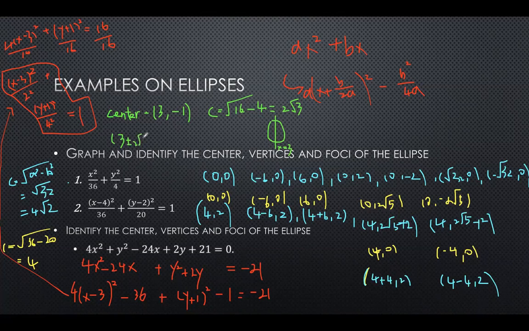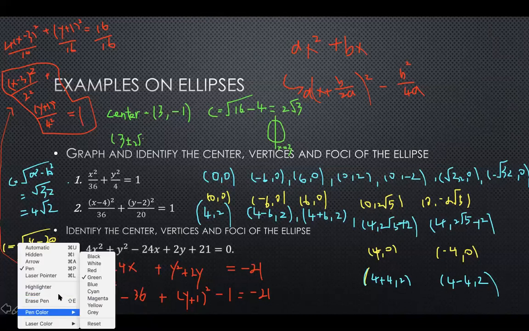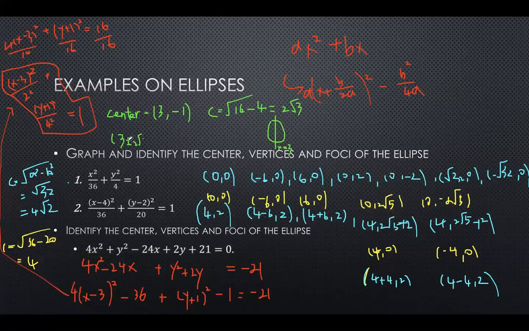Oh, I'm sorry. You should add plus and minus 2 radical 3 to the y coordinate. Sorry. So this should be 3, minus 1 plus or minus 2 radical 3. So this is the foci.